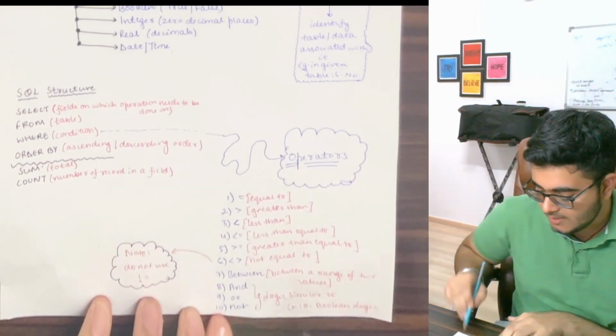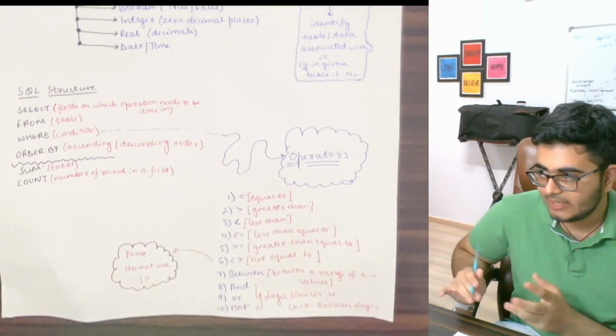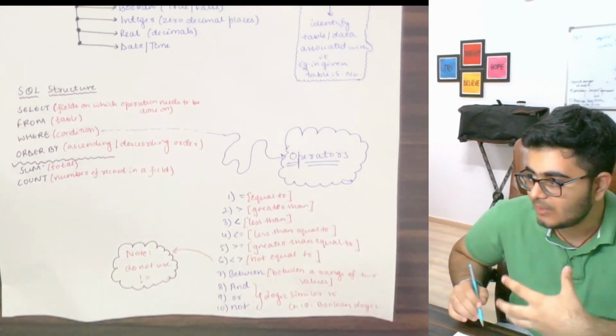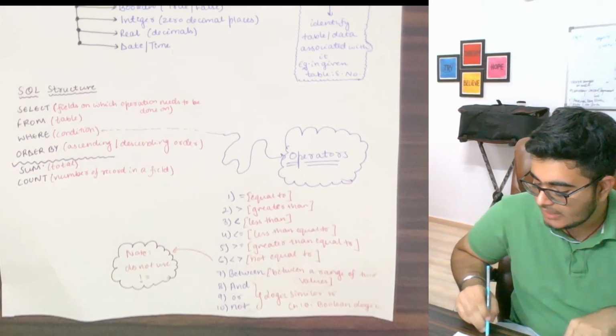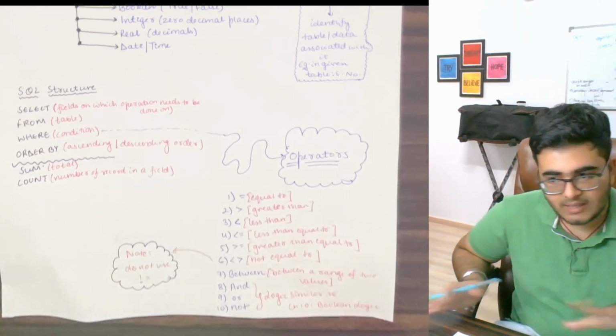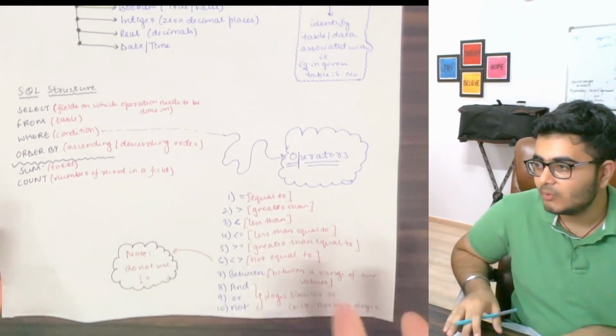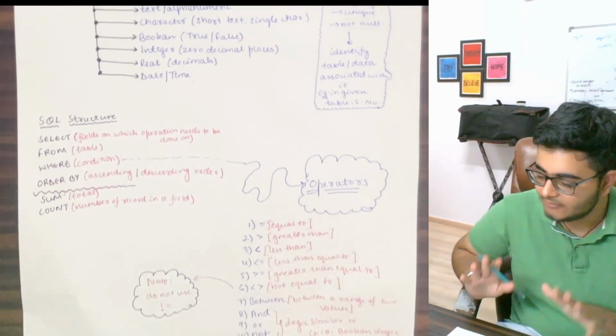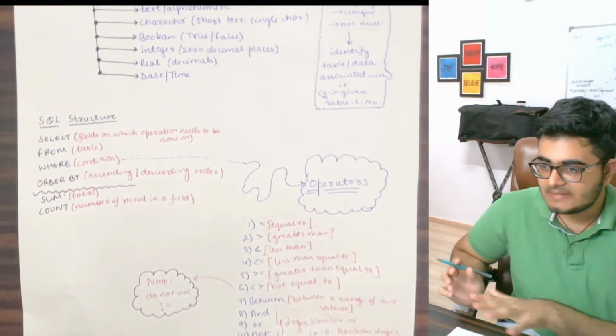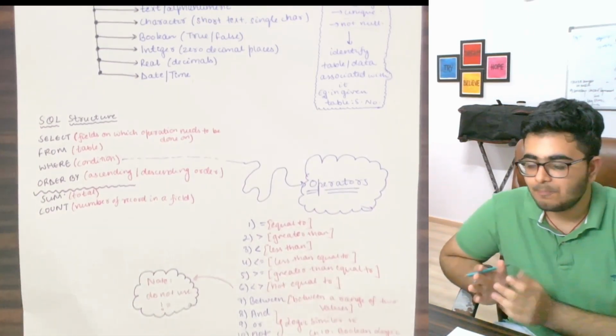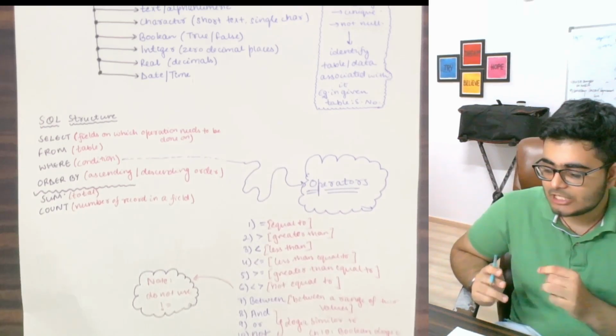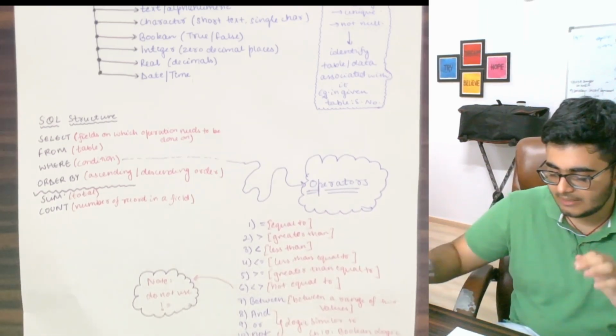Now, between is used whenever we have a range of values. And, or, and not work similarly to what we did in Boolean logic. They have the same logic. So this is the summary of the whole chapter. Let's do a sample question to enhance our understanding.